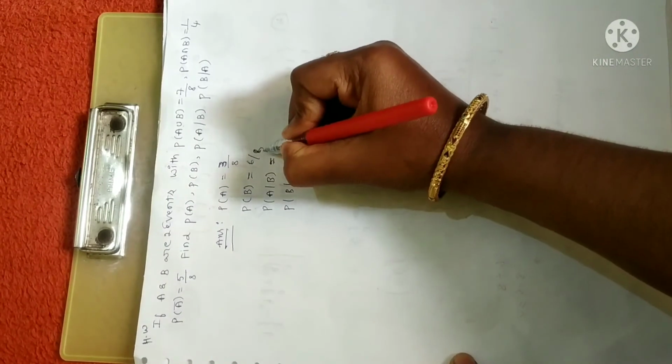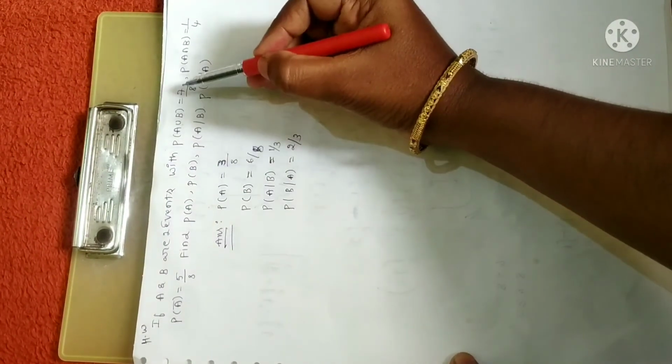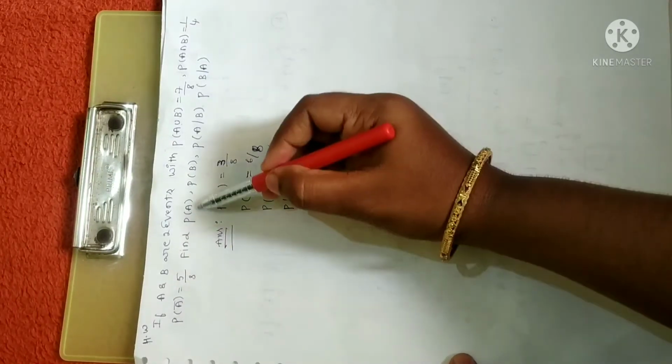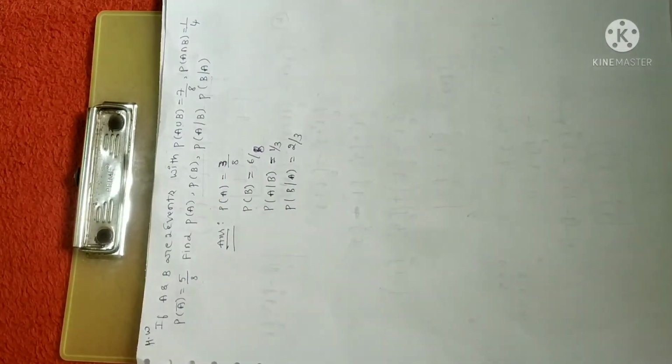Answer is 6 by 8. So probability of A union B is 7 by 8. A intersection B is 1 by 4. Probability of A bar is 5 by 8. You have to calculate these 4 sub questions. Hope so everybody will do.